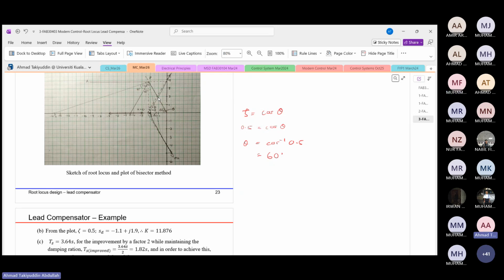Yes, sir. Okay. Then once I have this minus 1.1 plus j1.9, I can substitute it in the original equation and find the K value. The K value, if we refer to the plot that I have here, will be 11.876. I can get the K value up to three numbers after the decimal because I'm going to have it via calculation. Right? Any question?